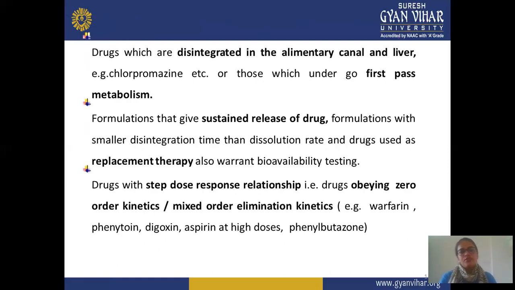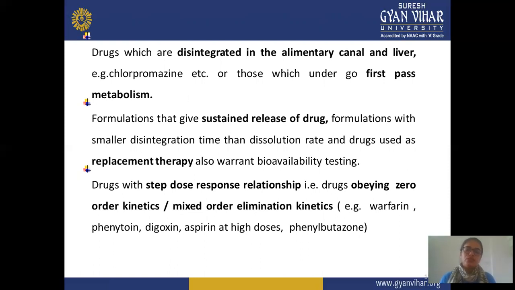Next are drugs which are disintegrated in the alimentary canal, for example chlorpromazine, or those which undergo first pass metabolism. You can also check the viability of drugs that are digested in the alimentary canal or in the liver. An example of this class is chlorpromazine, which is metabolized by the first pass effect.